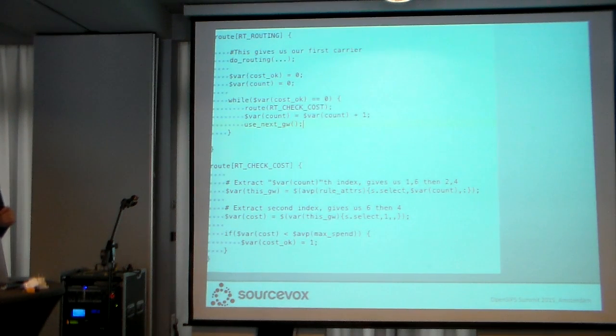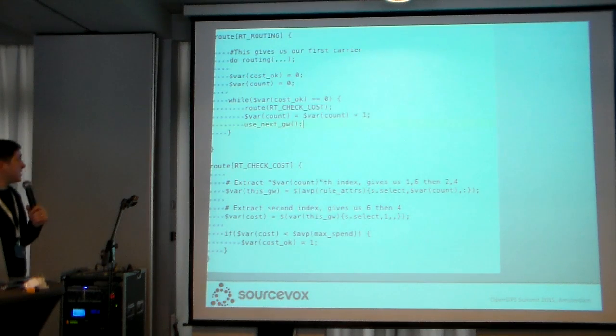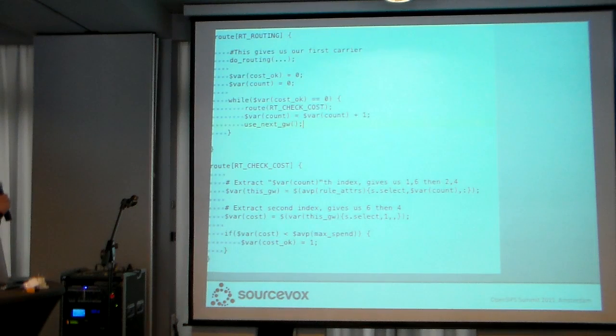So we call the do routing function, it gives us our first carrier, and as I said, if we just sent the call out now, it would automatically go to the first carrier. What we can actually do is, before sending the call out, do some checks, and we can use those attributes that we pulled out to get some information.